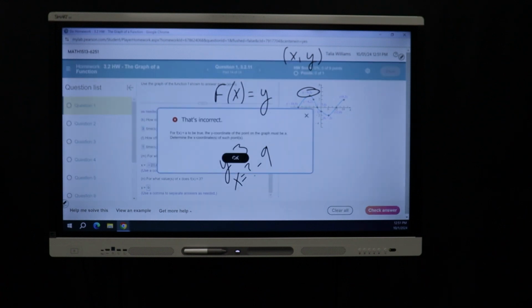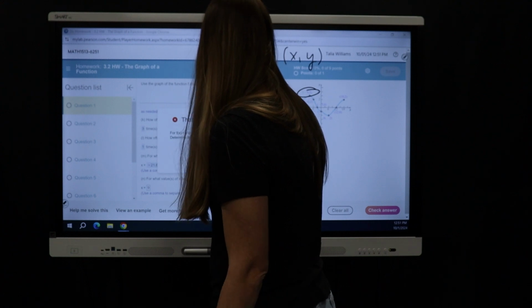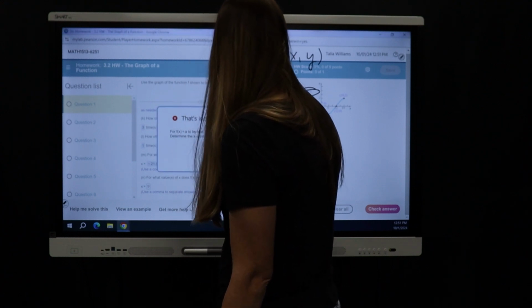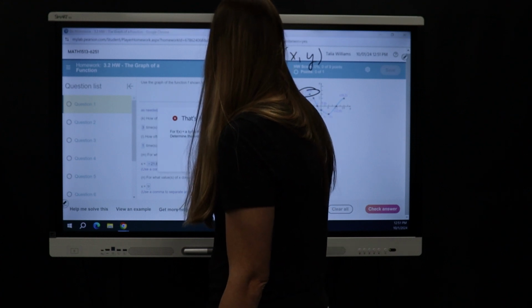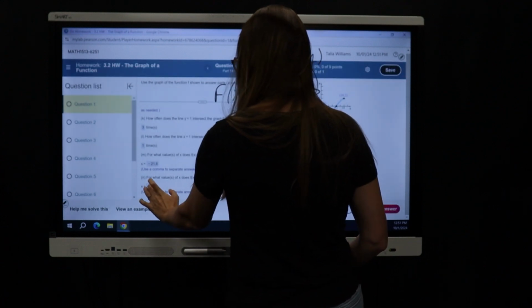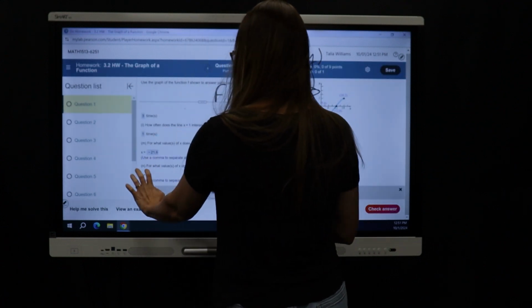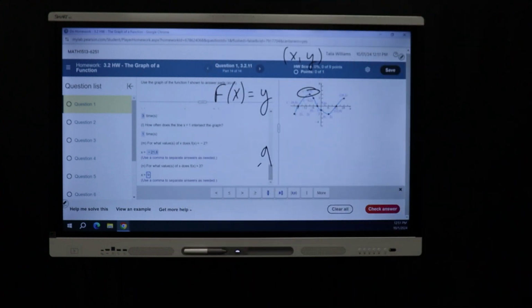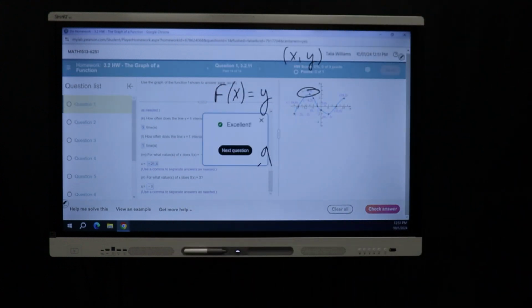I forgot the negative. Go away. I need a negative there. I have negative wrote on this. I think I was just excited to move past this problem. Okay.